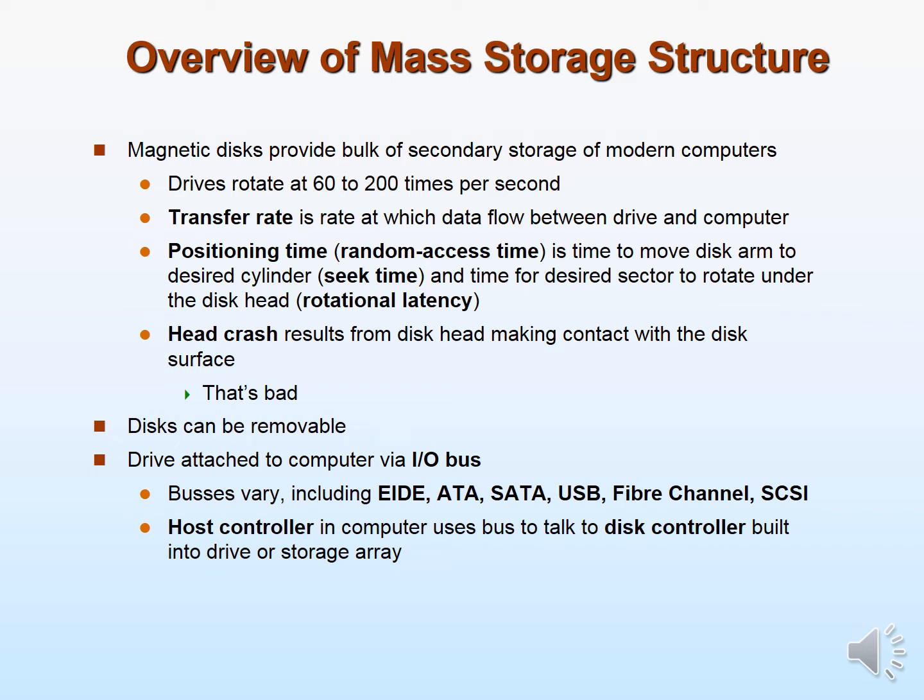Magnetic disk: the device rotates at 60 to 200 times per second. Transfer rate is the rate at which data flows from the drive to the computer. The positioning time is the random access time. The time to move the disk arm to the desired cylinder is the seek time, and the time for the desired sector to rotate under the disk head is the rotational latency. Head crash results from the disk head making contact with the disk surface.